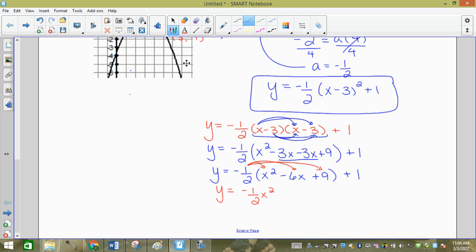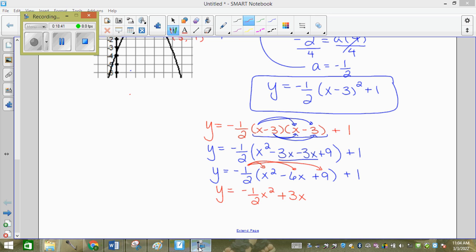And you should get 3. Everyone should be trying it out. Negative a half times negative 6. So you should get 3x. You just don't put the variable in. Then we do negative a half times 9. Try it out. Negative a half times 9.